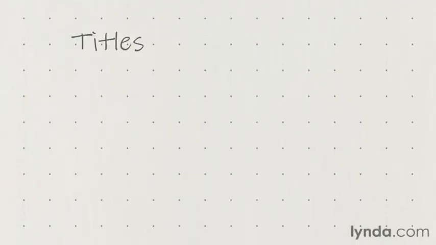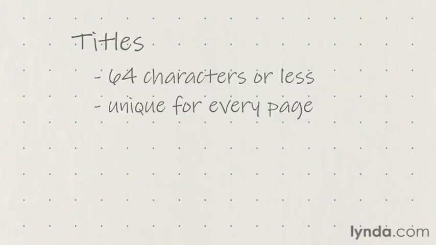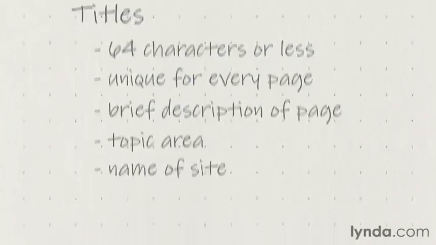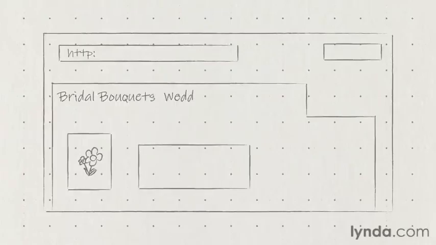The title should be unique for every page, so the best way to create it is probably to do the inverse of what you'd do if you were creating breadcrumbs. In other words, start with a very brief description of the page, then maybe the topic area if that's relevant to you, then the name of the site. For our florist example, this might be bridal bouquets, weddings, Hansel and Petal flowers.